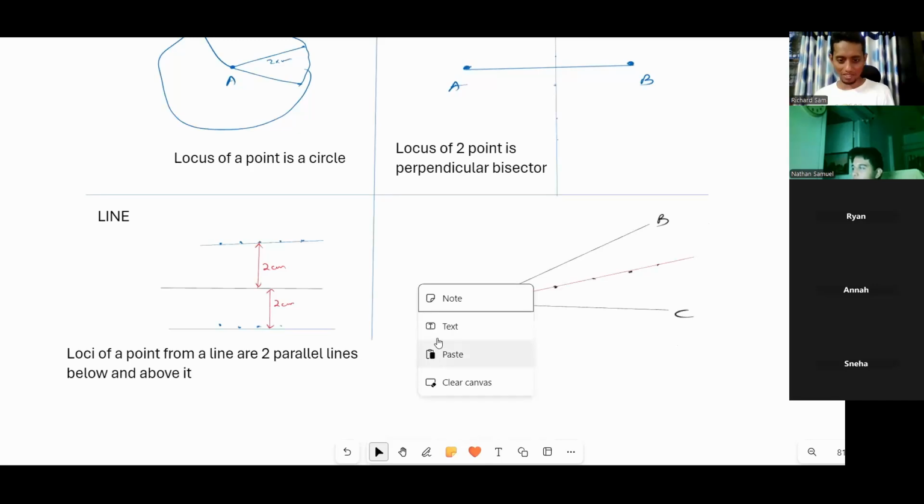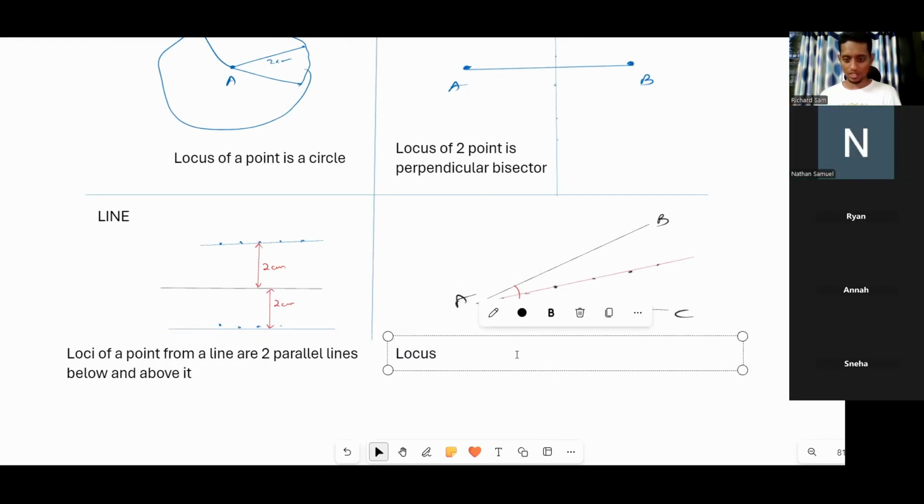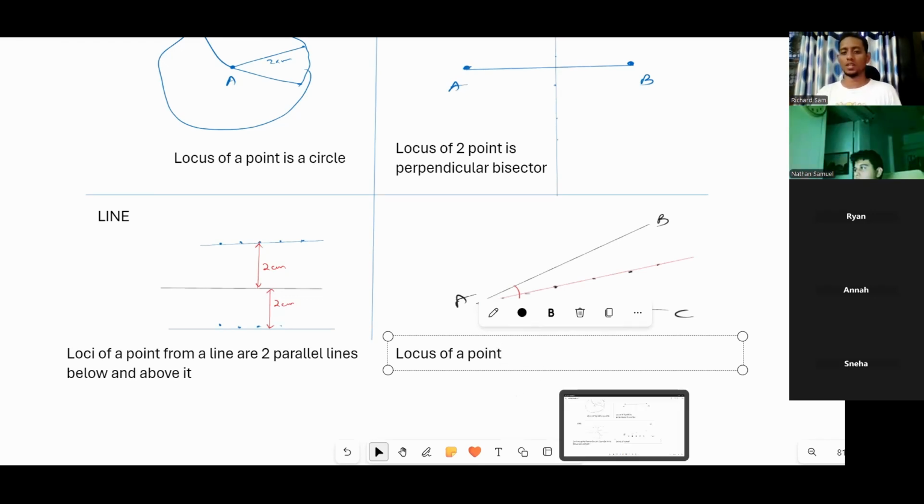So let's write down the statement. Locus. It's a single locus, right? One line only. So locus. So what's this? Tell me. Locus of a point. You see everywhere, locus of a point, locus of 2 points, locus of a point. You have to say point because it's many points that you're joining. That's a locus, no? Locus is when you're joining many points. So always start with locus of a point. Okay. Locus of a point.